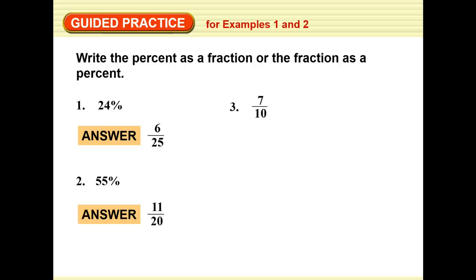Well, let's see. So we know that a percent means out of 100, right? So can I make this into 100? Well, how do I go from 10 to 100? Multiply by 10. So how do I go from 7 to, what am I going to do here? Multiply by 10. So I get 70 over 100. Well, 70 over 100 is 70%.